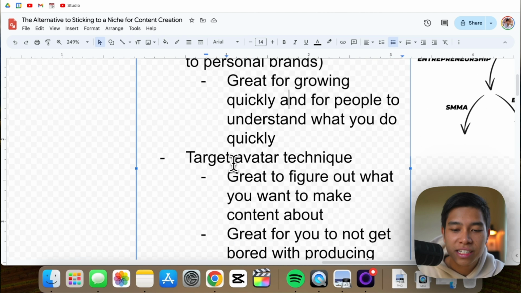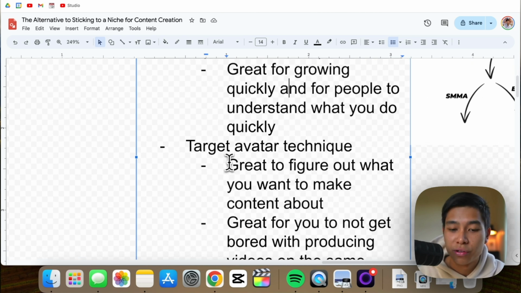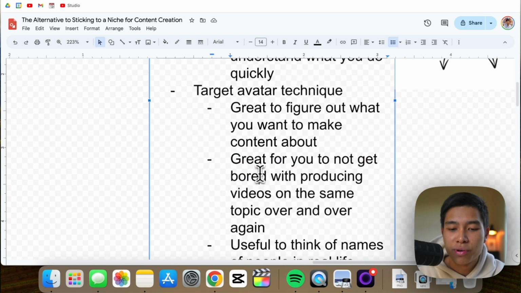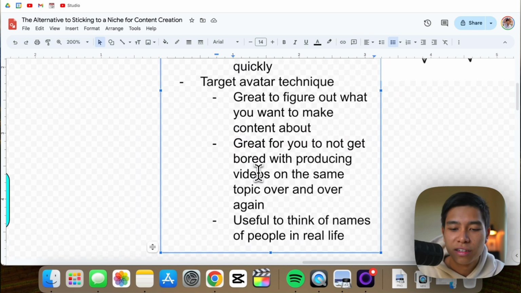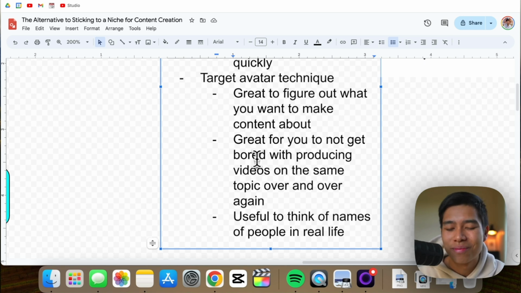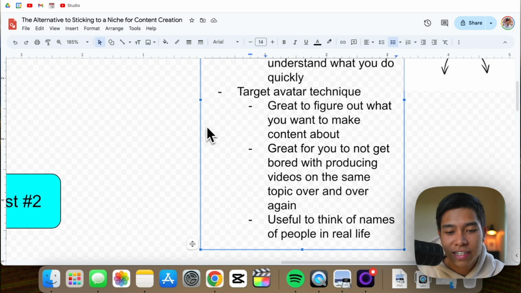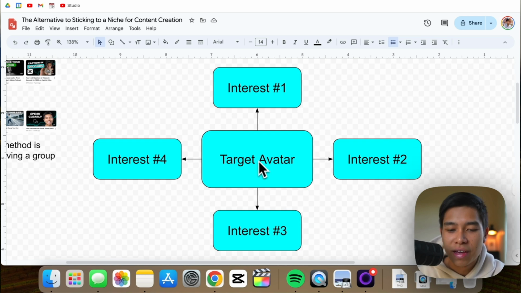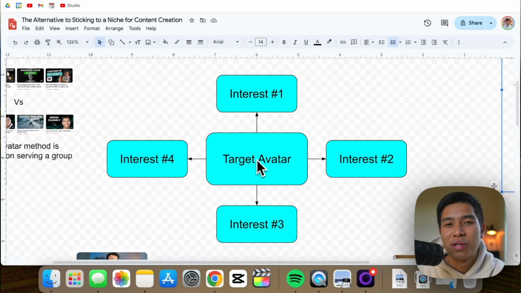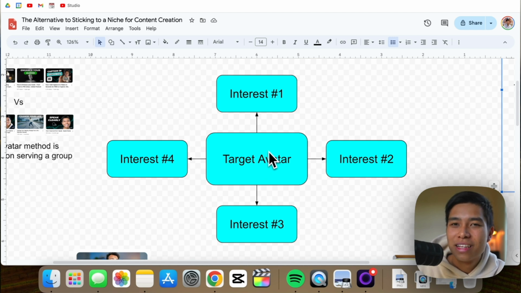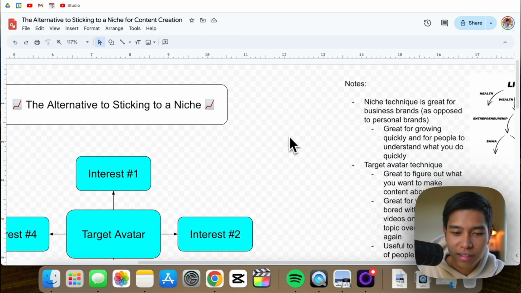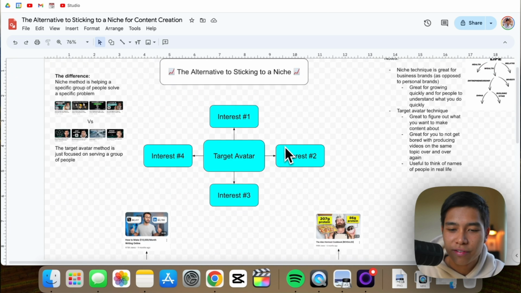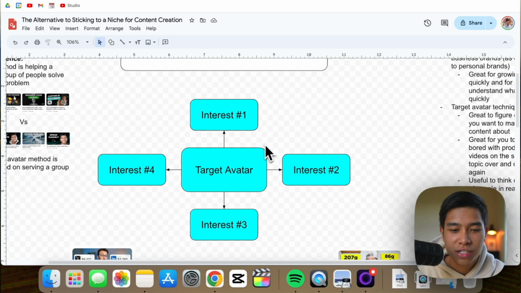However, the target avatar technique is great if you want to figure out what type of content you want to make videos about. It's great also for you to not get bored with producing the same videos over and over and over again. Not the same videos, I mean, videos about the same topic. You get what I mean. And also, with the target avatar technique, I found it useful to imagine an actual person here with their name in there. So it's not just a hypothetical target avatar. It's someone in real life that you could imagine and make videos for that specific person. And sometimes what I do, I shoot these people a message, hey bro, I made this video specifically for you. Check it out. And more often than not, they actually find it helpful and they're very grateful. So that's the alternative to sticking to a niche, sticking to a target avatar.